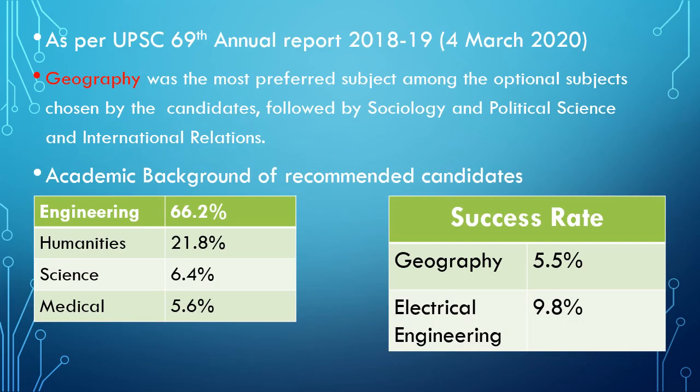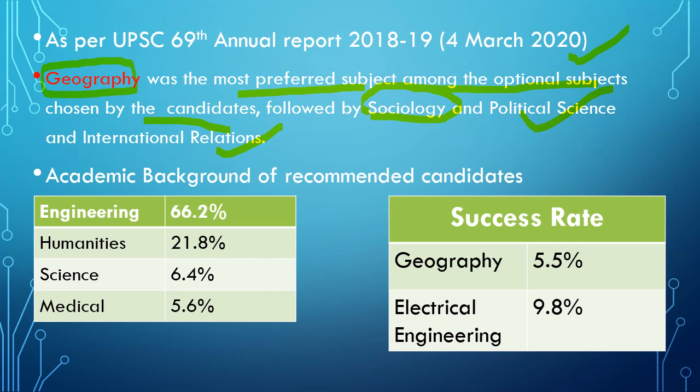So let's go to the data provided by the 69th annual report of UPSC, uploaded on 4th March 2020. What it says, first of all, is that geography is the most preferred subject among the optional subjects chosen by the candidates, followed by sociology, political science, and international relations. Now the question arises: if geography is the most preferred subject, why go for an engineering subject?